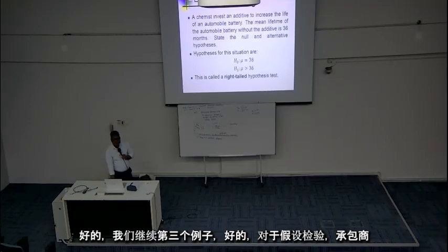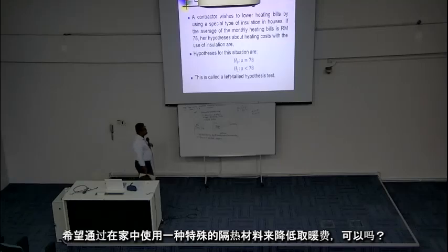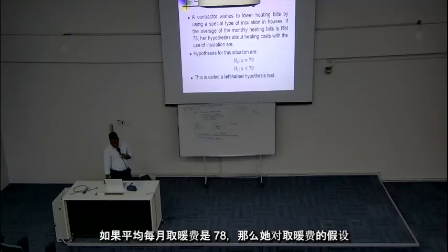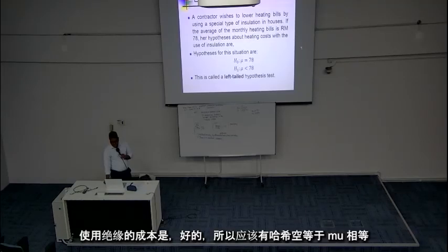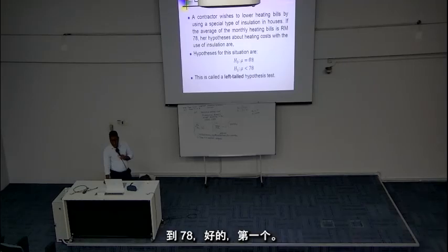Alright, we proceed with the third example. For the hypothesis testing, a contractor wishes to lower heating bills by using a special type of insulation in houses. If the average monthly heating bill is 78, her hypotheses about the heating cost with the use of the insulation are: H null is mu equal to 78. That is the first one.